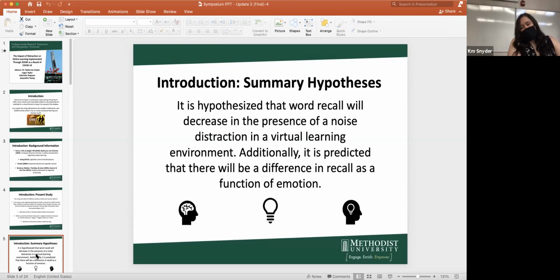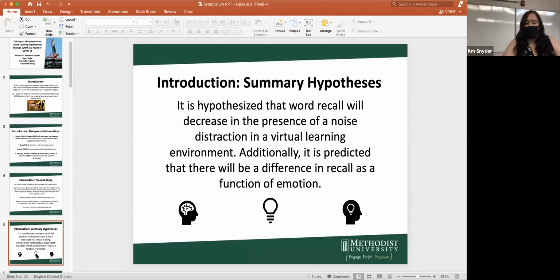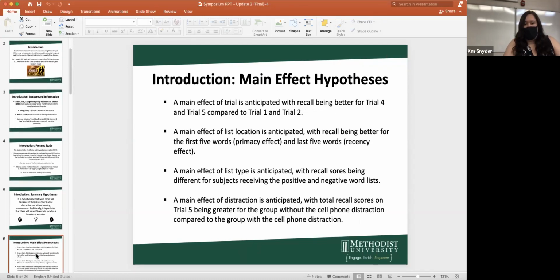Our summary hypothesis states that it is hypothesized that word recall will decrease in the presence of a noise distraction in a virtual learning environment. Additionally, it is predicted that there will be a difference in recall as a function of emotion. We also have several main effect hypotheses.